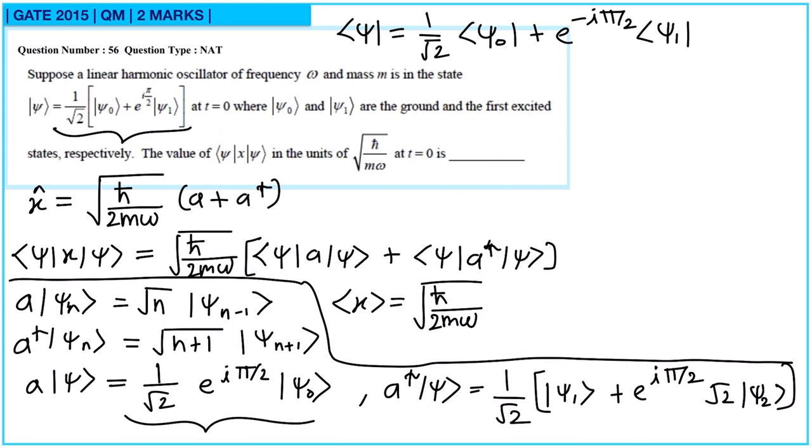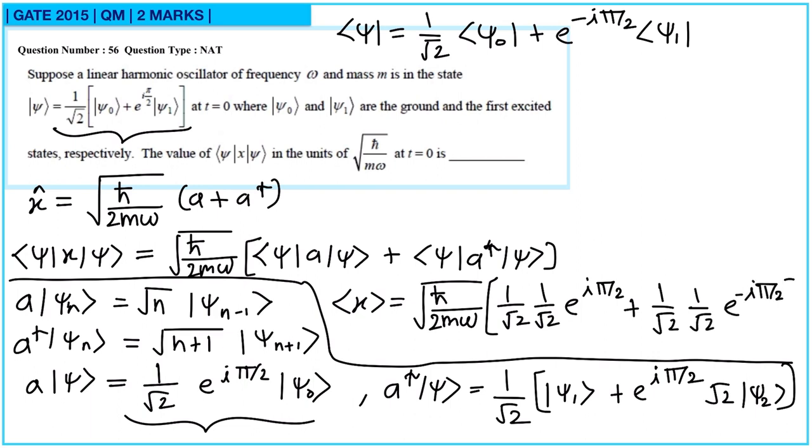So we have only the psi 0 term here, so that will come. Here psi 0 is 1 by root 2, 1 by root 2 e raised to i pi by 2, plus. For the second term we have psi 1 and psi 2, but the psi 2 term is absent here, so only the psi 1 term we have to consider. And for the psi 1 term we have 1 by root 2, then 1 by root 2 and e raised to minus i pi by 2. Now we have to solve this.